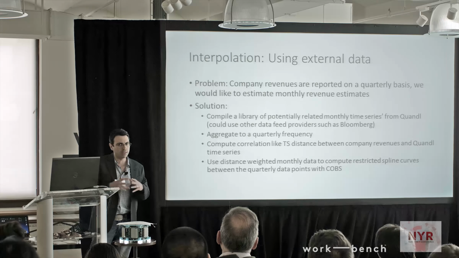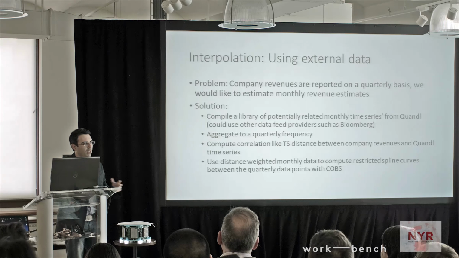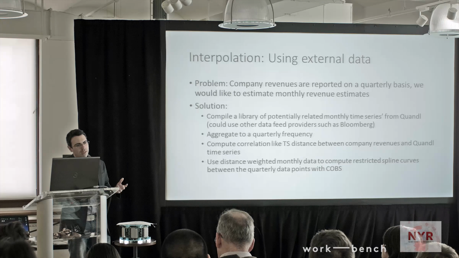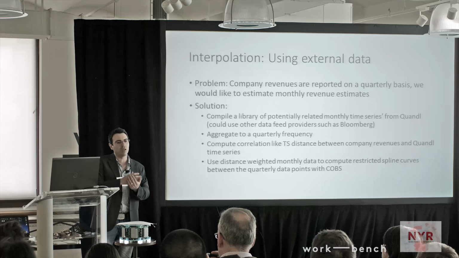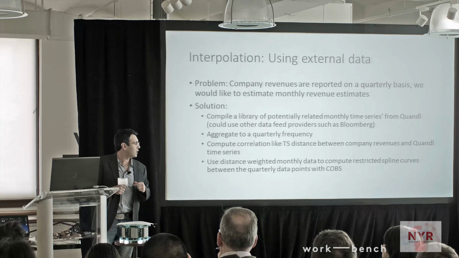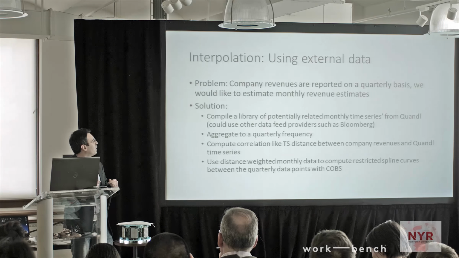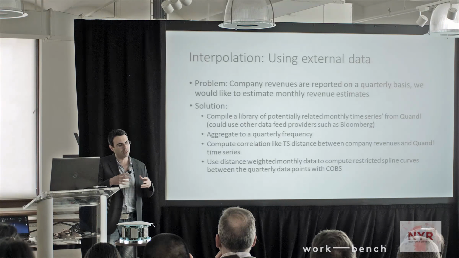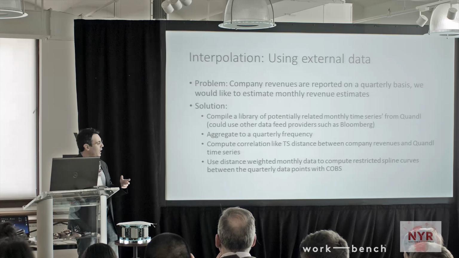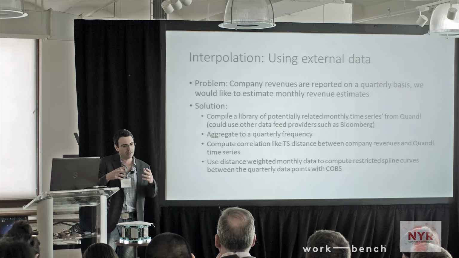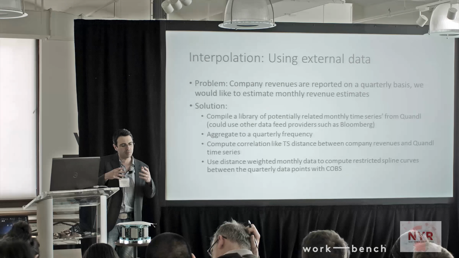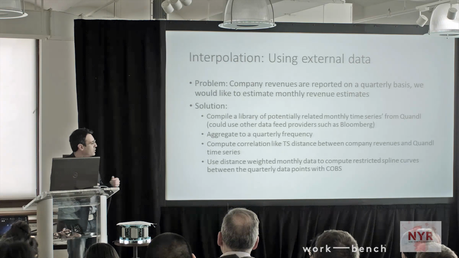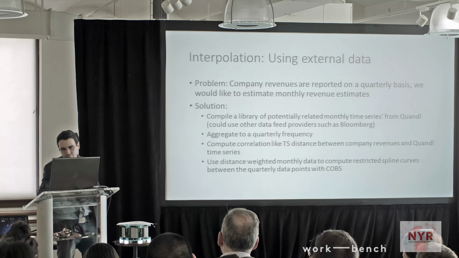So the approach is to grab a bunch of external time series. We're going to grab them from Quandl, one of the sites I've listed earlier. We're going to aggregate them to a quarterly frequency, making sure that the ones we grab are monthly, and we are going to create a distance metric between the Fastenal quarterly time series and the ones we grab, and then we're going to use a spline type of regression, but with external data points to try to fit that.